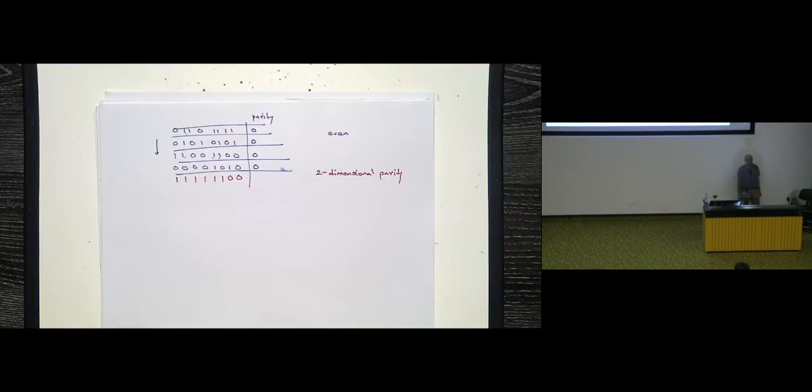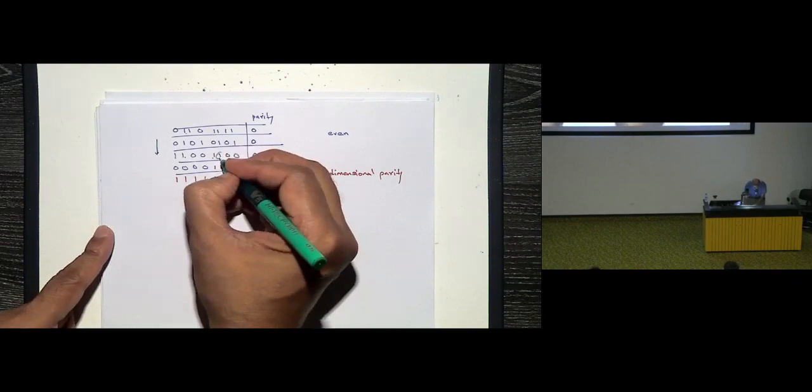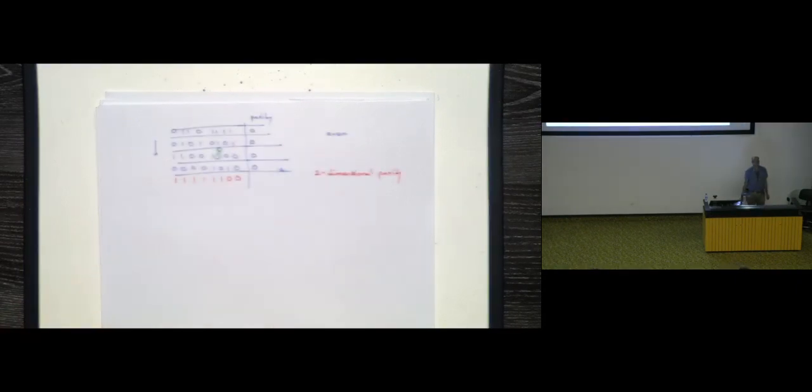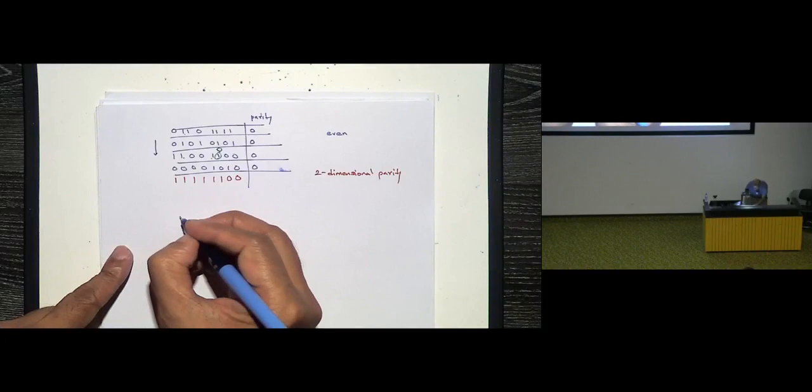So how is this going to help me correct an error? Let's pick any bit that we want, and let's say that's in error. So let's say this bit is in error. This has become a 0 during transmission. Okay? So what I will receive then is like this.